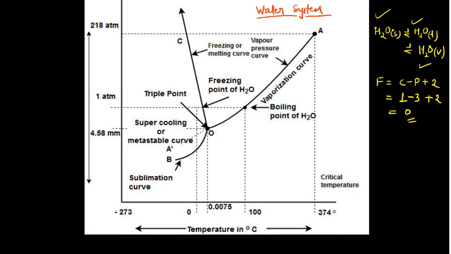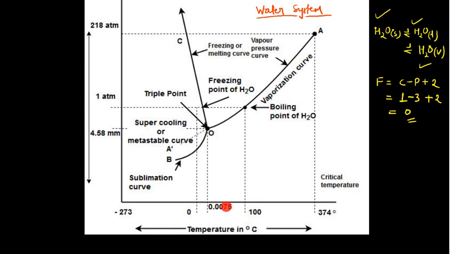What is the temperature and the pressure for this triple point? So, if you extend this line here for this triple point, the temperature is what? 0.0075 degree centigrade. This is the temperature at which the three phases, solid ice, liquid water and water vapor, are in equilibrium.